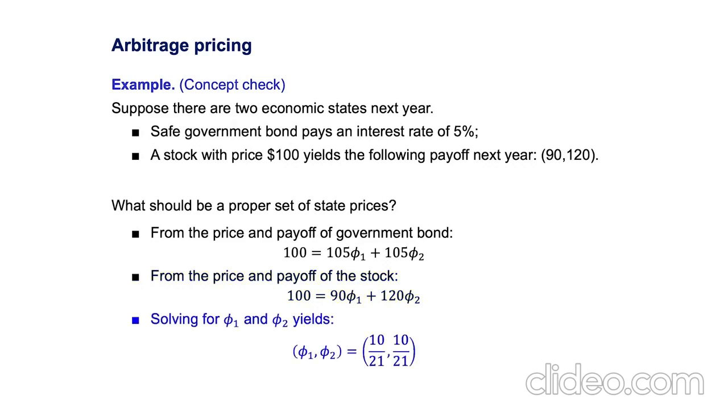If we solve for the two state prices, we get the following solution. Phi 1 equals 10 over 21, and phi 2 equals 10 over 21 as well. Here's a special case in which the state prices are identical. This example shows that if we have quote-unquote regular securities like a stock and a bond, from their prices and payoffs, we can actually back out the Arrow-Debreu state prices.